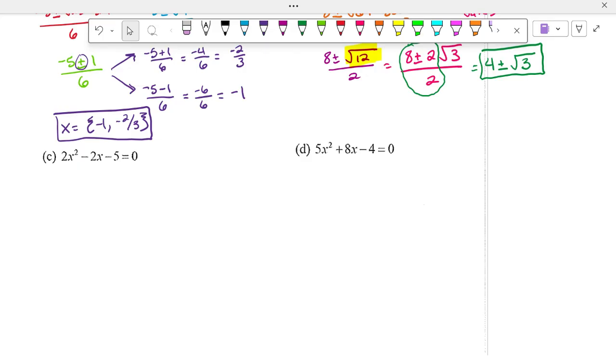You could just do 1 plus root. So since these have the same, then you can just leave it as 1 plus or minus root.